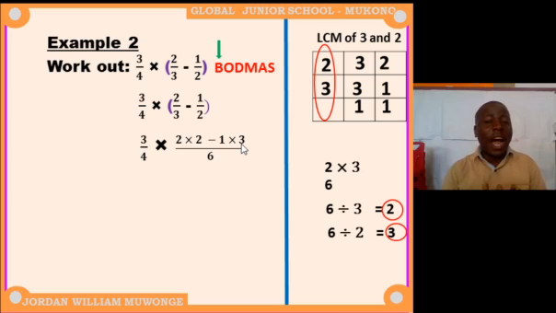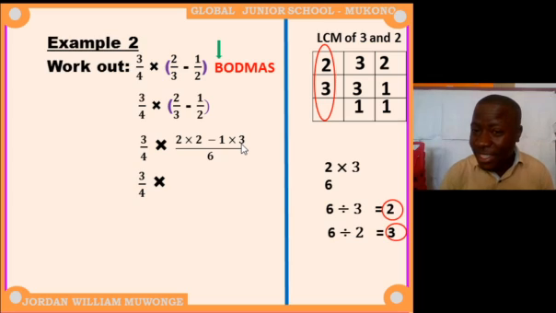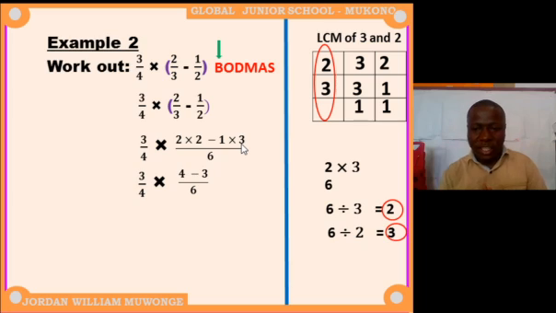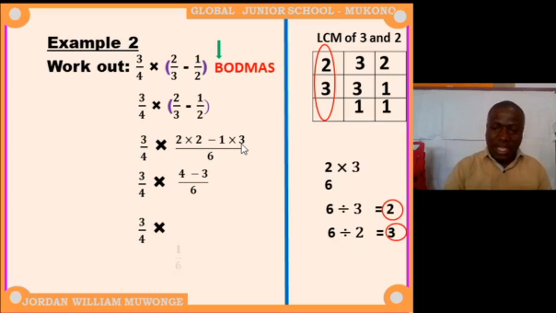Make everything out of the lowest common multiple, which is 6. Next step, maintain 3/4, then 2 times 2. Who can give us the answer? 2 times 2? Yes, that's 4. Take away 1 times 3, automatically that's 3. But remember, everything is out of the LCM. Let's still move on. We shall get our 3 quarters. We maintain it. Multiply it with 4 minus 3. It gives us result 1 out of 6.